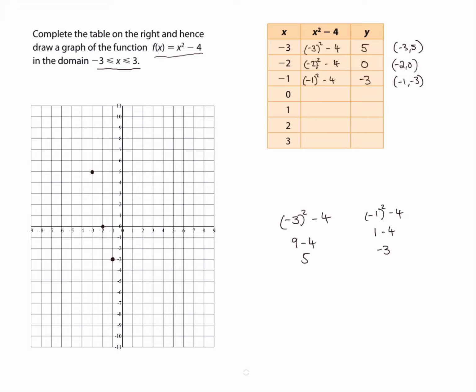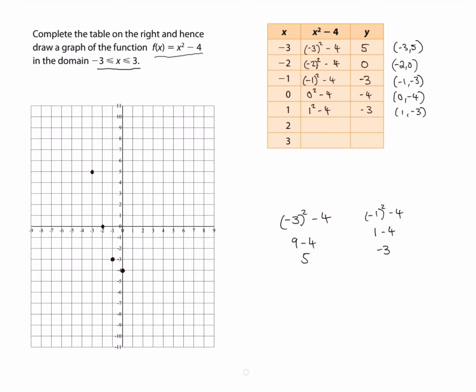Now, next is 0. So we put in 0 squared minus 4. 0 squared is just 0. So we end up with minus 4. So it's 0, minus 4. So 0 and then down to minus 4. And now we have 1 squared minus 4. 1 squared is 1 multiplied by 1, which is just 1. And that's minus 4, so that's minus 3. So that's 1, minus 3.